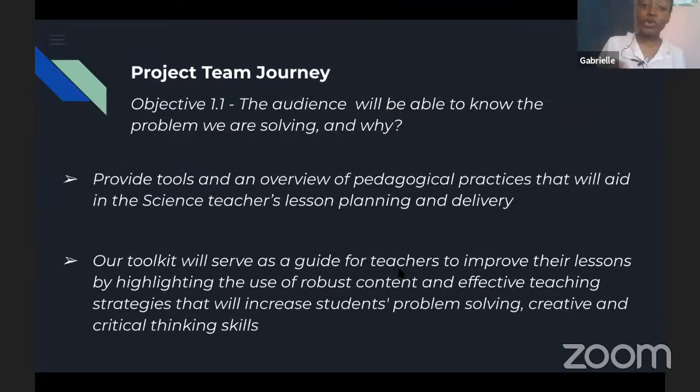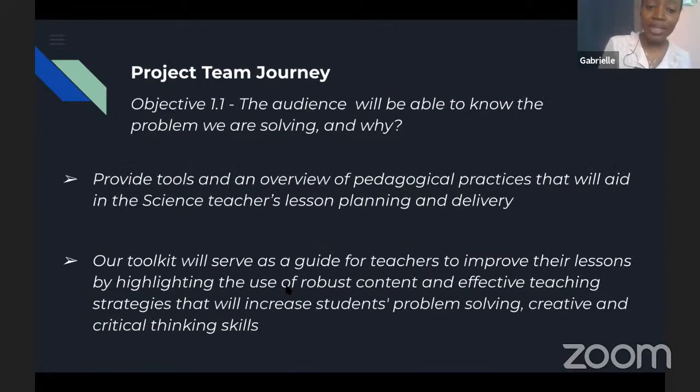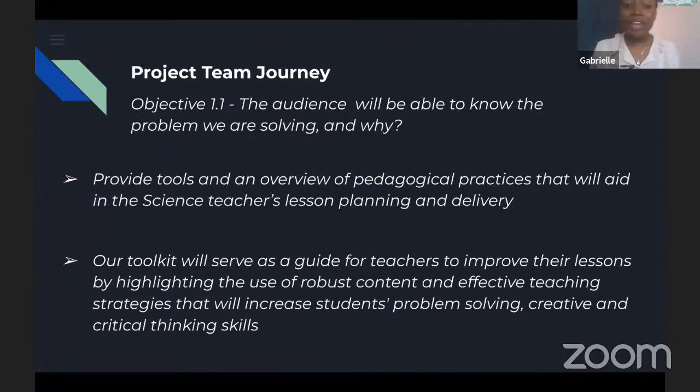All right, so we just discussed why. What we plan on doing is this toolkit, which provides tools and also includes pedagogical practices that will aid in the science teachers' lesson planning and delivery. So not just lesson plans are a part of this toolkit, but also best practices.